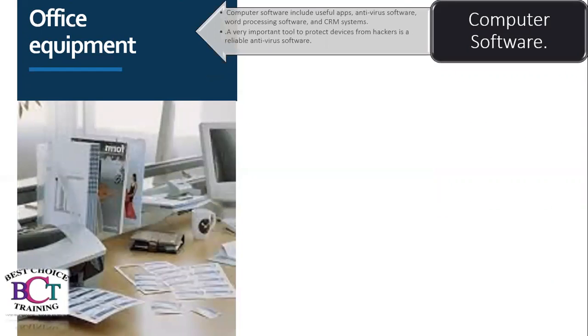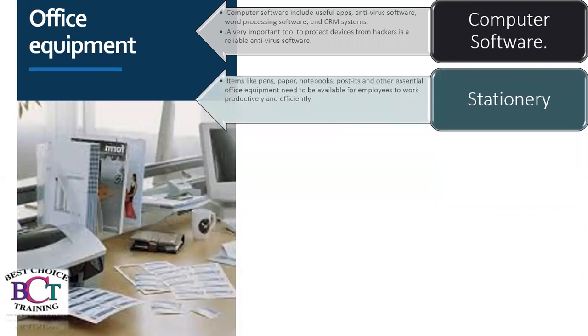You need to think about office computer software in the office. It can include useful apps such as antivirus software, word processing software, and CRM systems. Reliable anti-virus software is a very important tool to protect devices from hackers. Items like pens, paper, notebooks, post-its and other essential office equipment need to be available for employees to work productively and effectively.